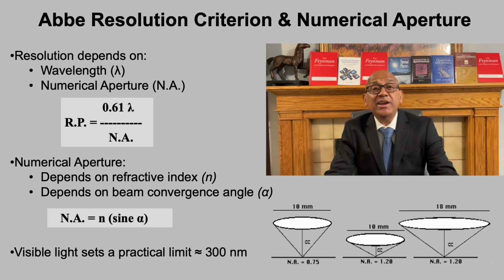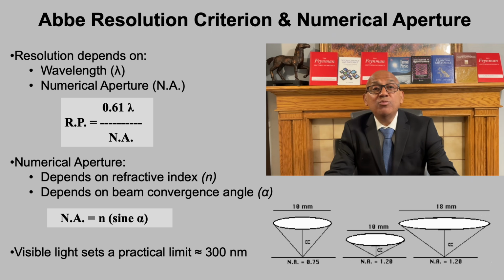Abbe's resolution criterion tells us that resolution depends on two fundamental factors: the wavelength of the illuminating wave and the numerical aperture of the imaging system. The numerical aperture, in turn, depends on the refractive index of the medium and the angular spread of the beam entering the lens. In optical microscopy, this means resolution can be improved by increasing the collection angle or by using high index materials such as immersion oils or special glass lenses.